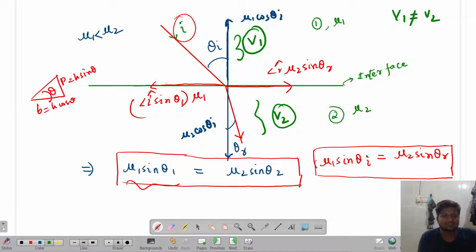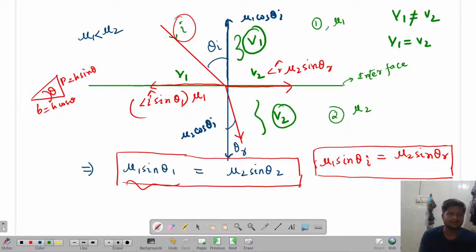So what remains the same along the horizontal axis? Velocity over here, v1 and v2 component along the horizontal remains the same or not? That is why you are taking mu1 sin theta 1 to be equal to mu2 sin theta 2. Are you able to get me or not now? Got it or not? So it's related mainly to velocity. Since the velocity component is equal at the interface, that's why we are taking mu1 sin theta 1 equal to mu2 sin theta 2.